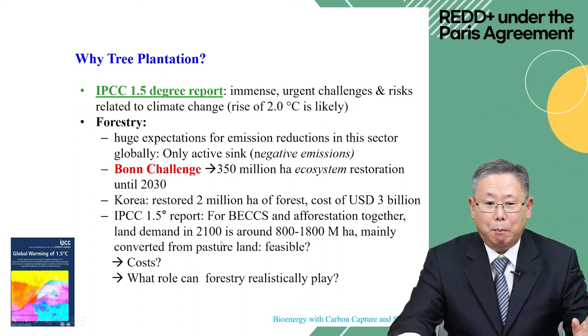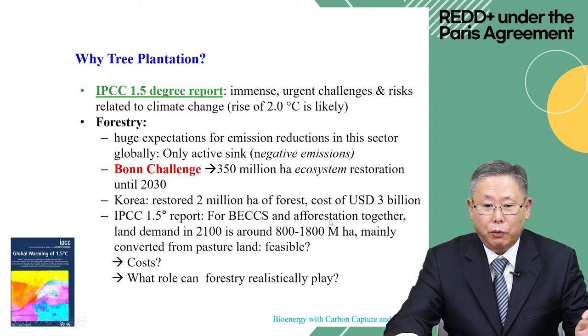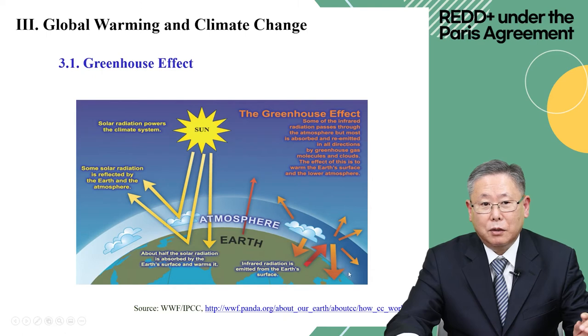and the land demand in 2100 is around 1,800 million hectares, mainly converted from pasture land, and is this possible? So planting trees, afforestation and reforestation, and BECCS, bioenergy with carbon capture and storage. So the costs, and what role can forest realistically play? So let's go further. So now a little bit of change to global warming and climate change.